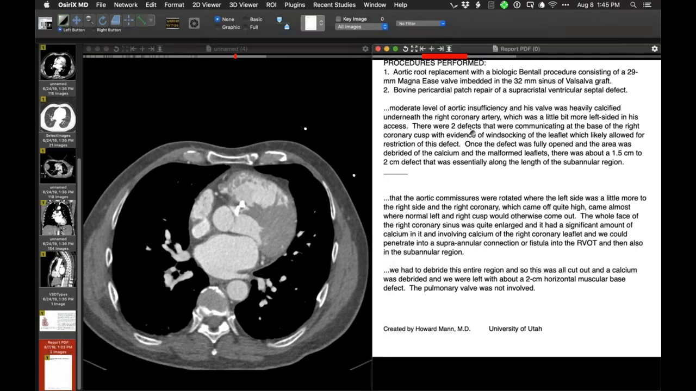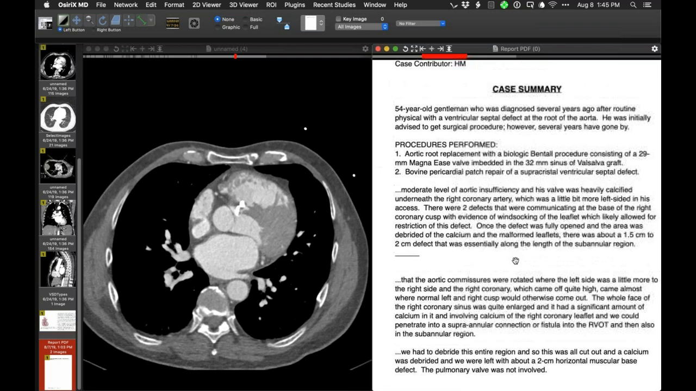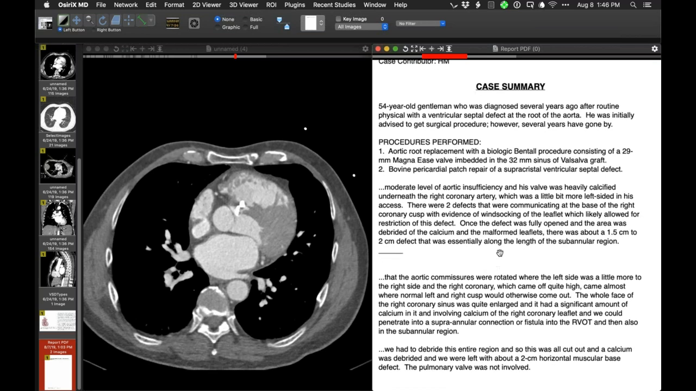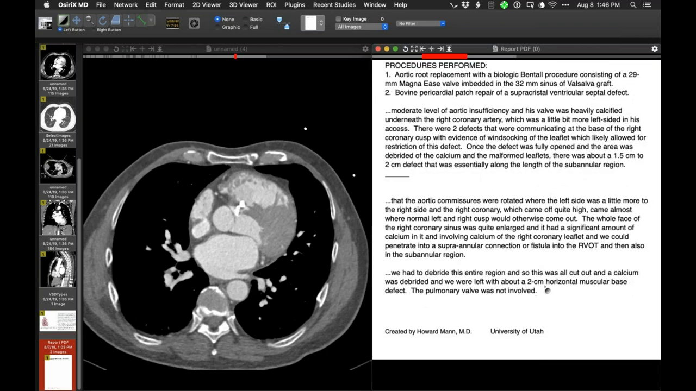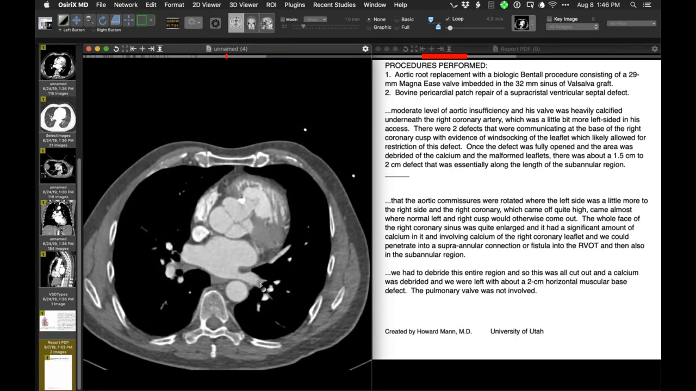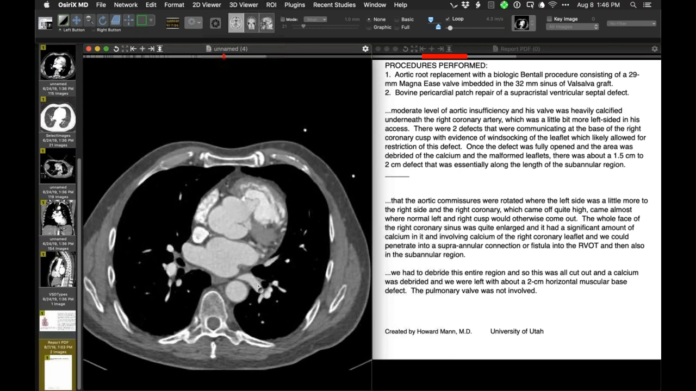But it's interesting, there were two defects communicating, windsocking of the leaflet, debrided some calcium, a small defect that they fixed with a patch of the defect itself, and then they also did an aortic root procedure with a Bentall as well. And they ended up with a small muscular base defect right there, as you can see there. Pretty nice example, right? I think it might be the first one I've seen.